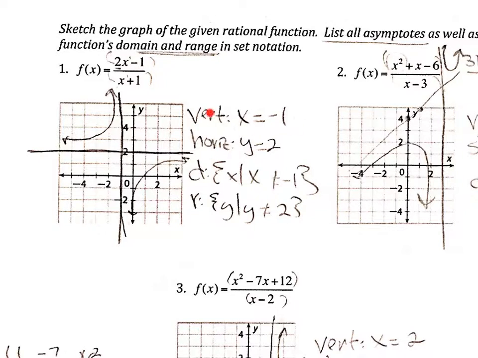So that's your vertical. Because the degree is the same up here, you do leading over leading, which is 2. Your domain then, it goes left and right. You can graph it by using your calculator. That is fine. Just copy it down and make sure you draw your asymptotes on your graph. Domain, it goes left and right forever except for the 1. Range, it goes up and down forever except for the 2.